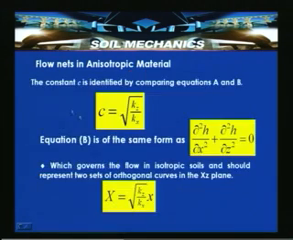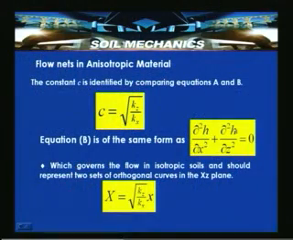Now, comparing equations A and B, the constant c can be identified as c = √(Kz/Kx). So, equation B is of the same form as ∂²h/∂x² + ∂²h/∂z² = 0, which governs the flow in isotropic soils and should represent the two sets of orthogonal curves in the capital X, small z plane.